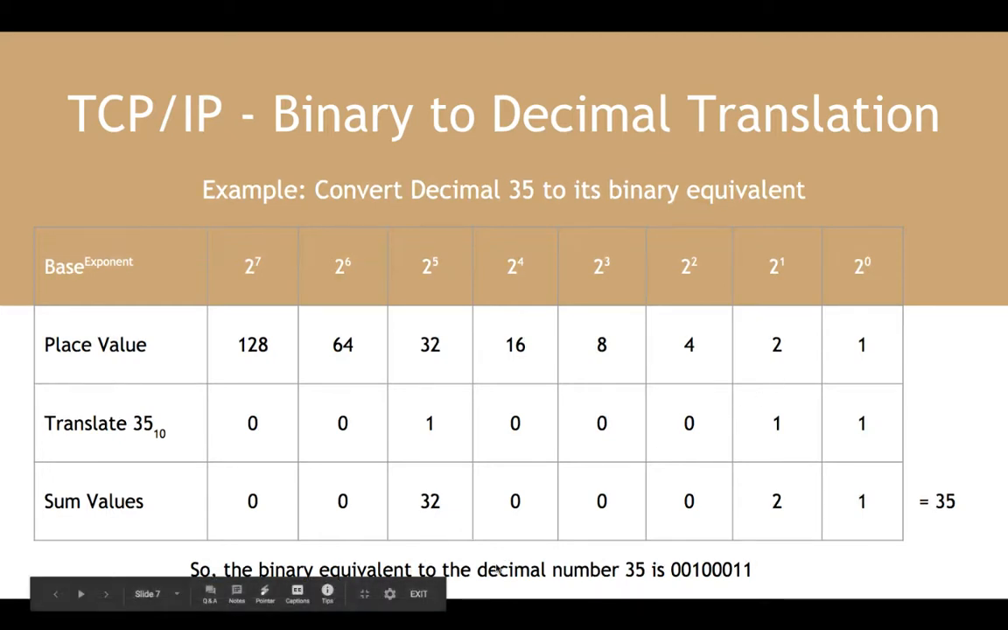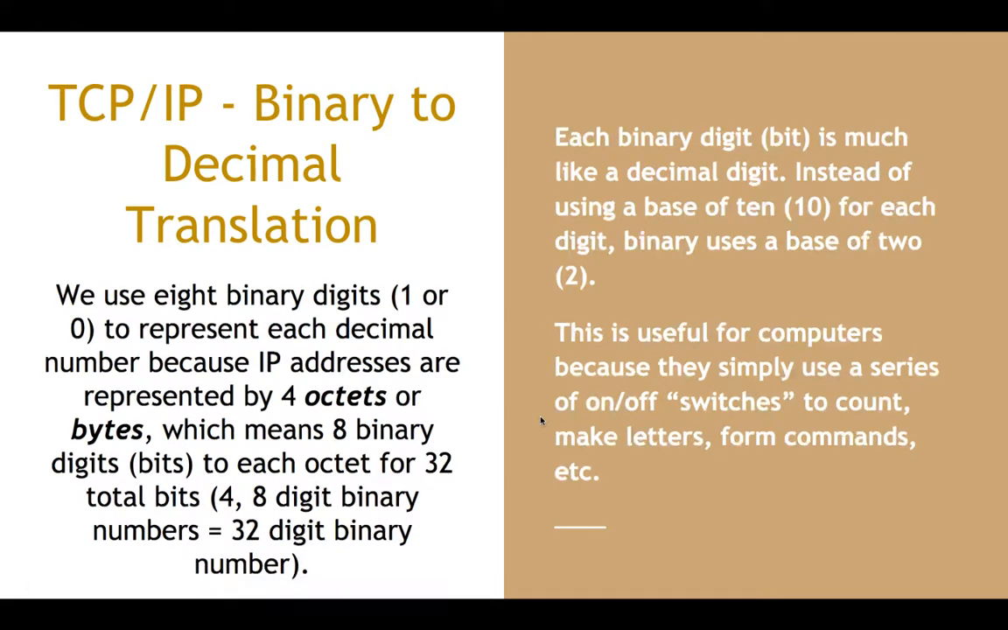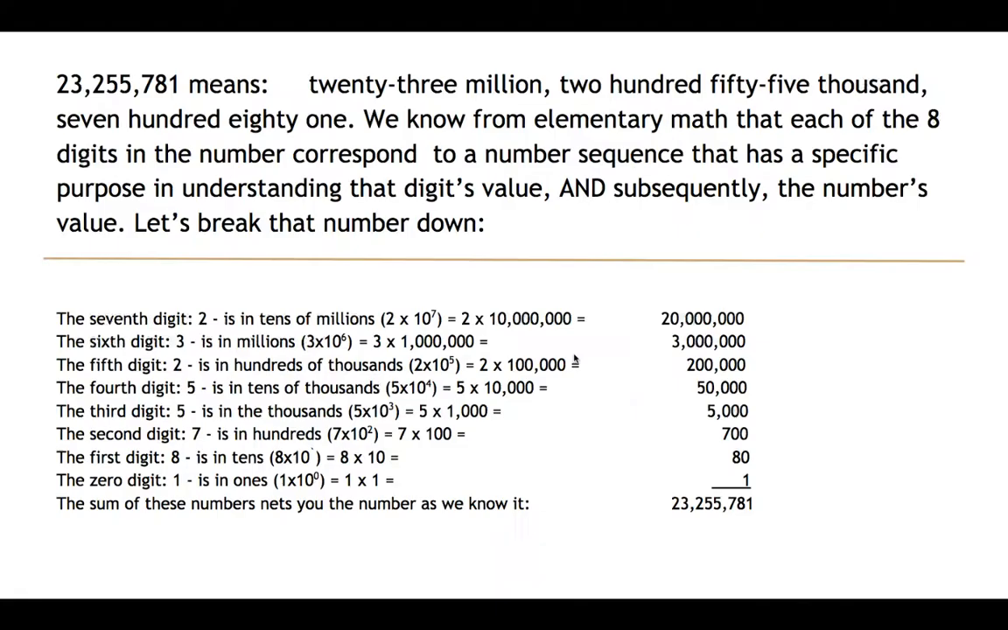So the binary equivalent to the decimal number 35 is 00100011. All right? So, binary decimal translation. We're using 8 binary digits to represent each decimal number because IP addresses are represented by 4 octets or bytes, which means 8 binary digits, bits, to each octet, for 32 total bits. 4 8-bit binary numbers makes a 32-digit binary number.